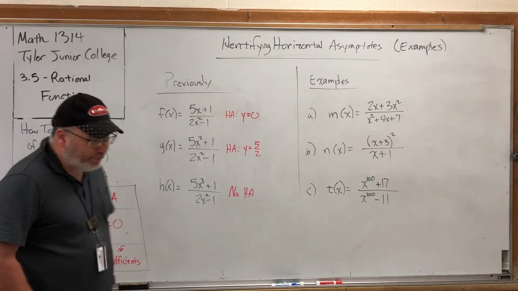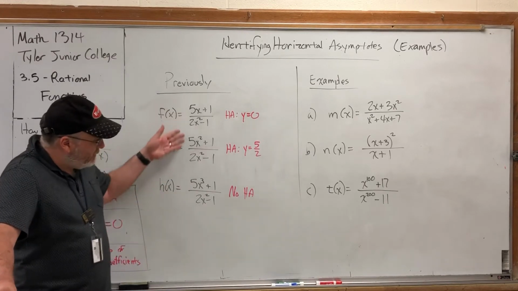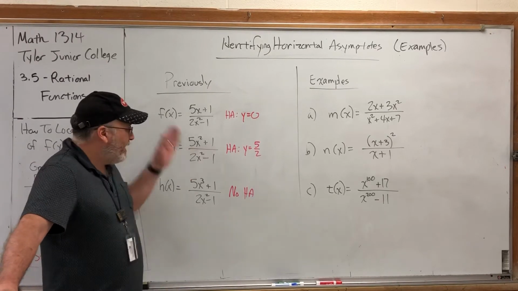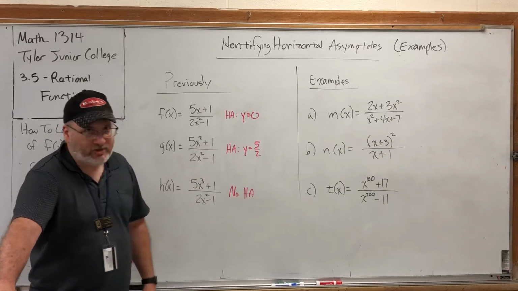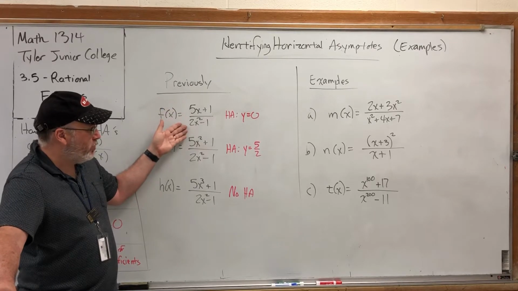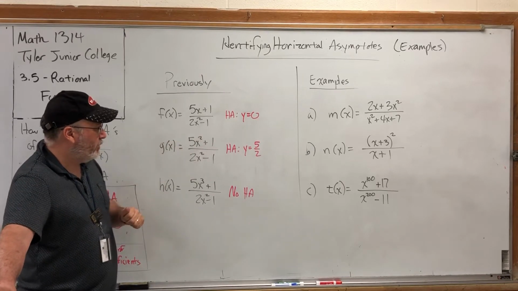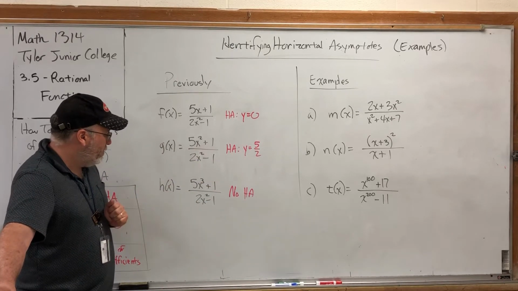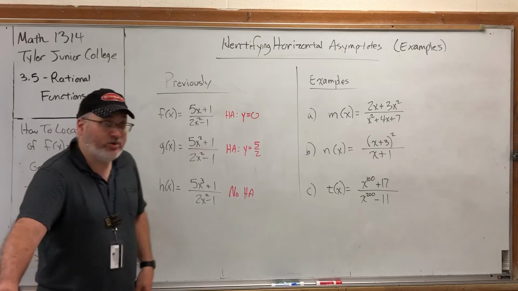In the previous video, I introduced you to an algebraic trick that transformed each of these functions into a form where we could answer the question, what happens to these functions' outputs as x approaches infinity or negative infinity? And the results are summarized here. The horizontal asymptote of f of x equals 5x plus 1 over 2x squared minus 1 was y equals 0. The horizontal asymptote of g of x equals 5x squared plus 1 over 2x squared minus 1 was y equals 5 halves. And for h of x equals 5x to the third power plus 1 over 2x squared minus 1, there wasn't a horizontal asymptote.